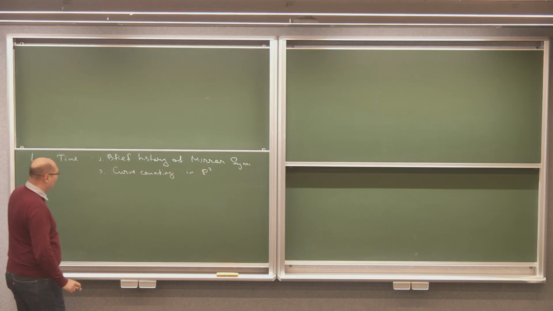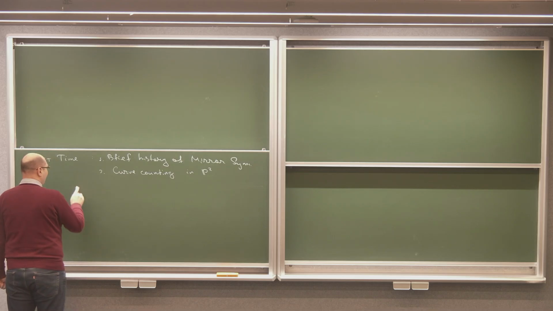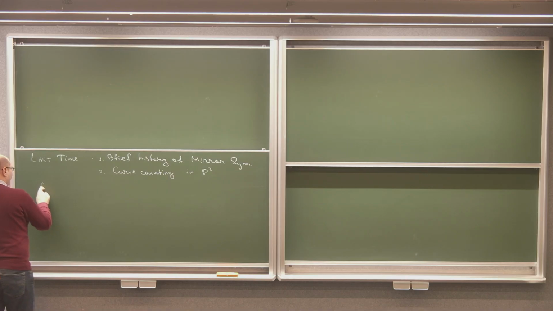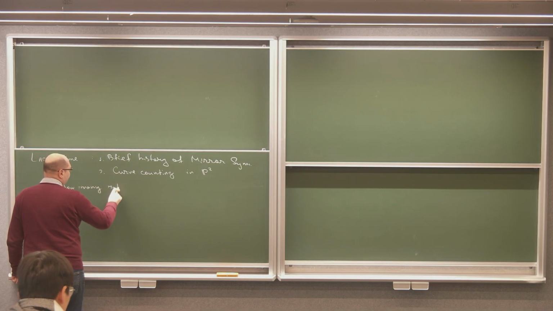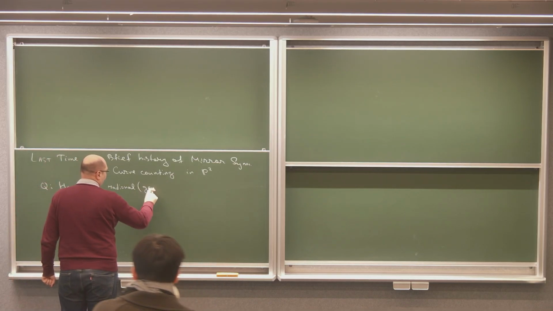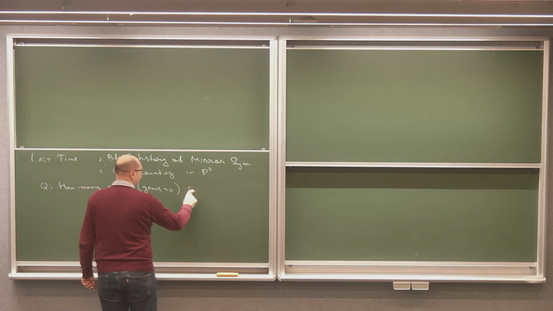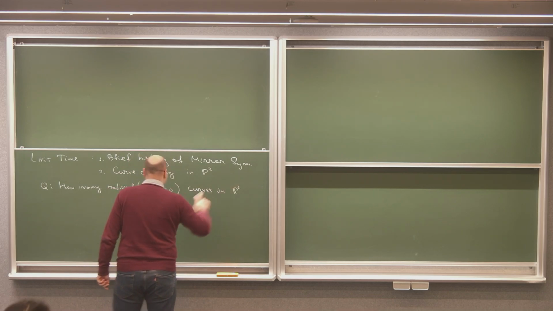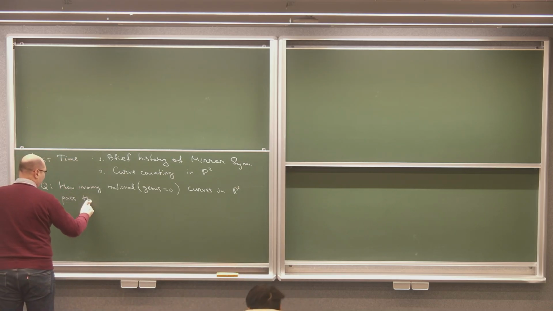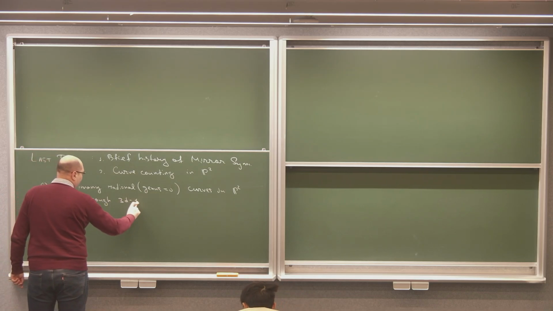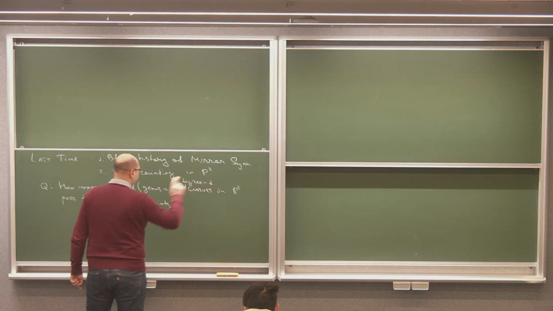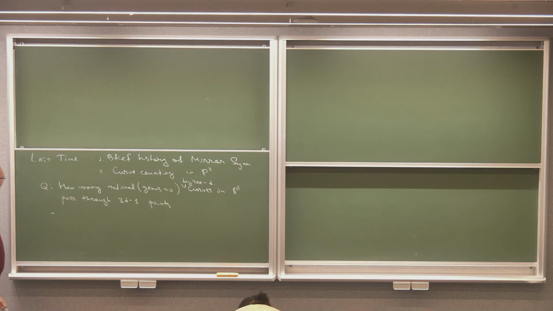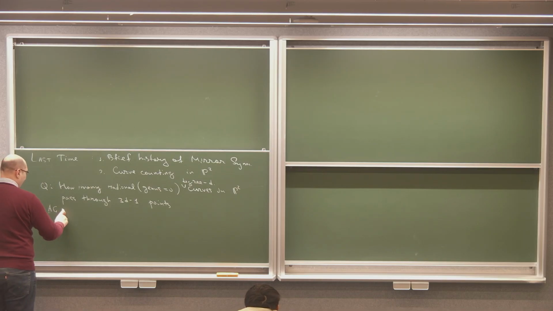Our goal was, for the curve counting, the main question: how many rational, genus zero curves in P2 of degree d pass through 3d minus 1 points. And we started with some recap of what people knew from algebraic geometry results.